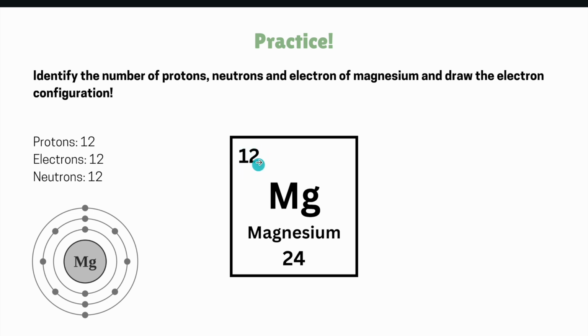So, from the atomic number, we know that magnesium has 12 protons and 12 electrons, and if we subtract this 12 from the 24, we can also conclude that it has 12 neutrons. And we're going to distribute these 12 electrons across the shells. So, the first shell has 2 electrons, meaning it will have 10 left over, and we will fill up the next shell with all the 8 electrons, and it will still have 2 left over, which will be put in the next shell.